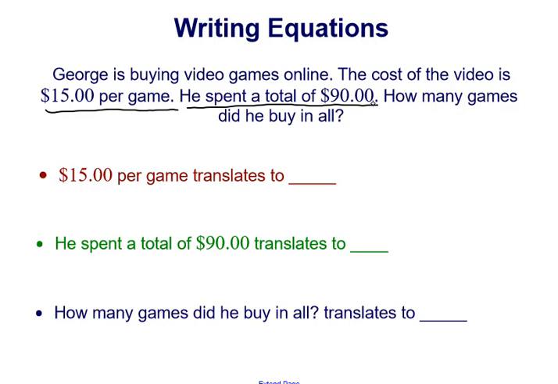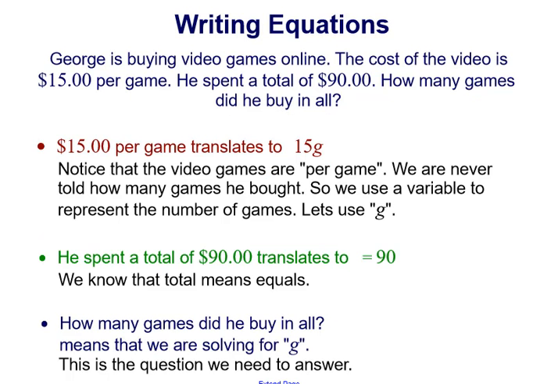And finally, we come to the question, how many games did he buy in all? What would that translate to in terms of the equation? These are 3 key pieces of information in order to answer this question and solve this problem.